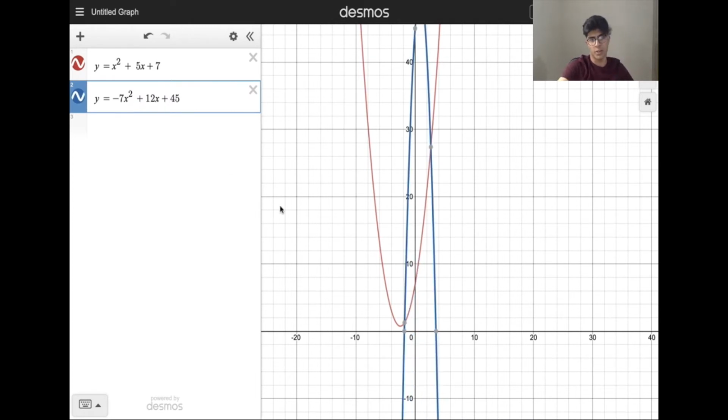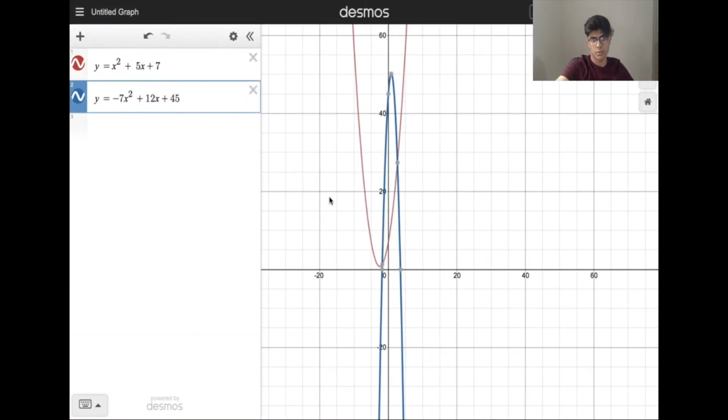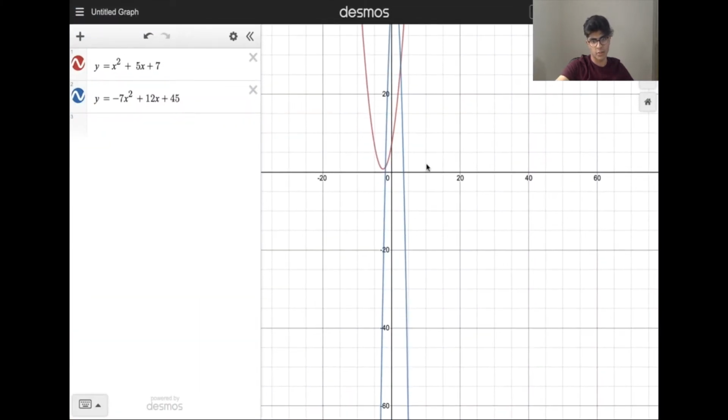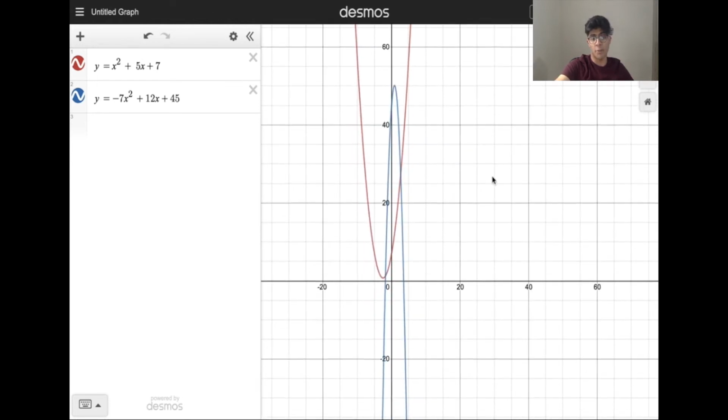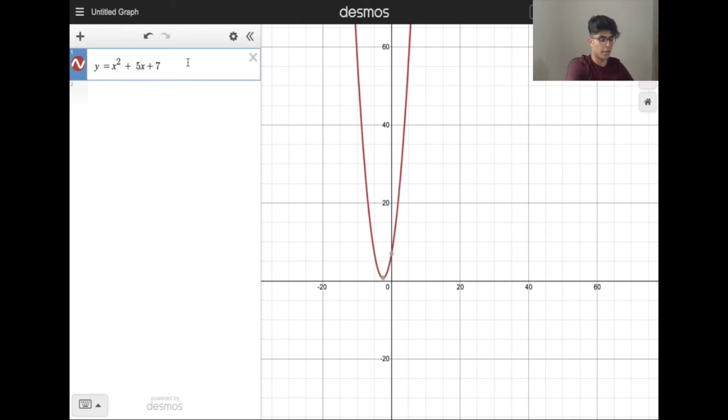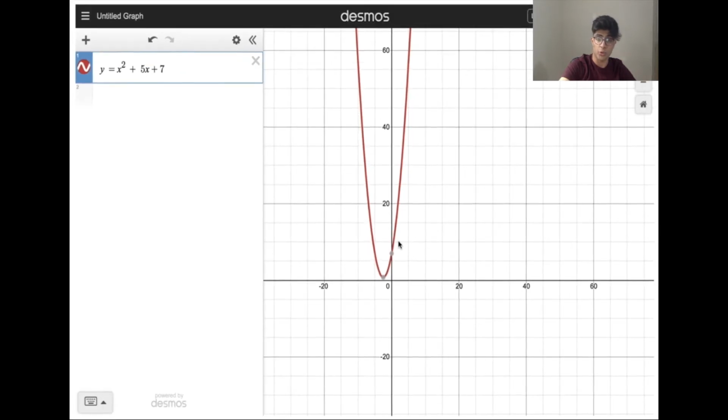So you can zoom out to see it. That looks like that, which is a negative parabola. It's the same shape as this, but flipped around. So I'll get rid of that. But yeah, that's it with the quadratics. That's what the general shape is.